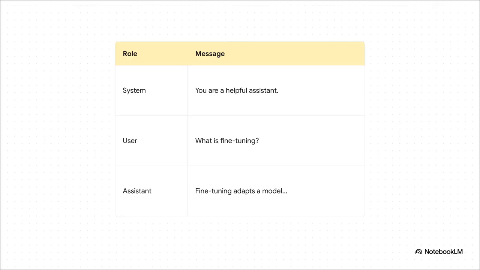And what's so powerful about this is just how simple the structure is. You start with a system prompt, which basically sets the AI's personality. Like here, you are a helpful assistant. Then you have the user's question and the perfect assistant response. This super simple format, it's literally the backbone of a good, coherent AI chat.